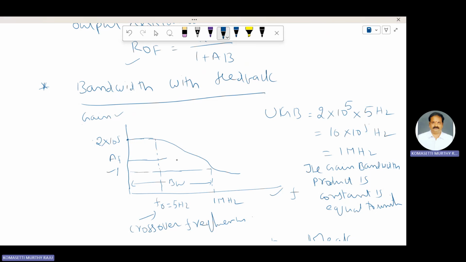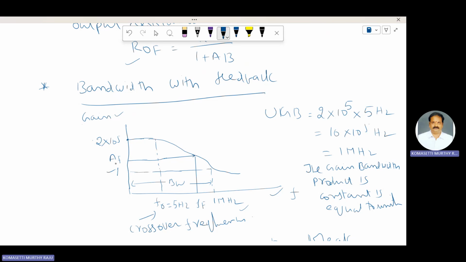Then we project the point of intersection of the line with the curve on the frequency axis. This is the frequency axis, and we read the value of the closed loop bandwidth. This 1 megahertz is called the unity gain bandwidth. At this point, the gain of the op amp is unity.